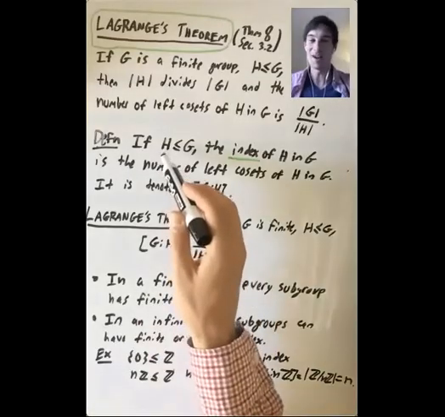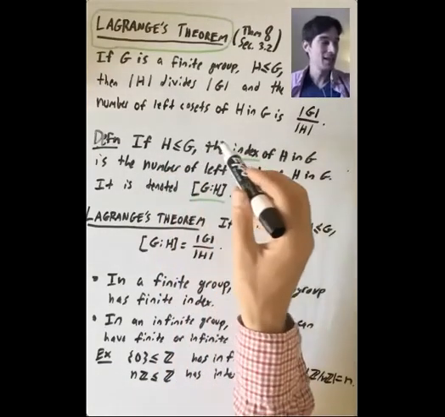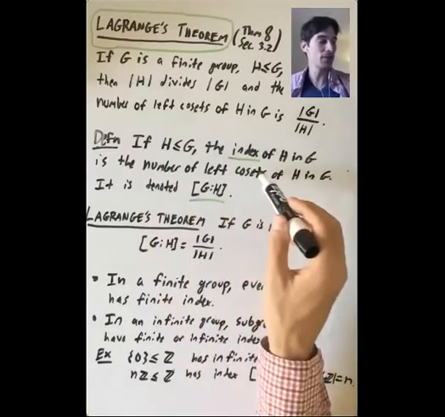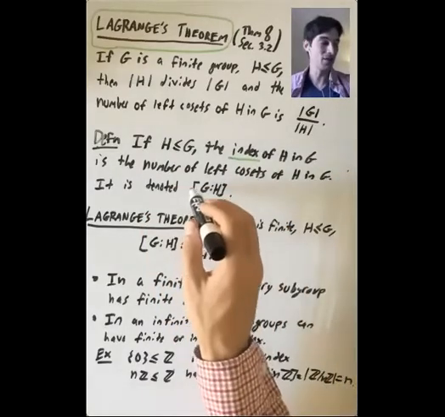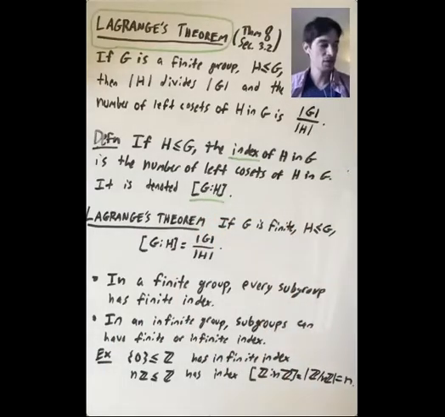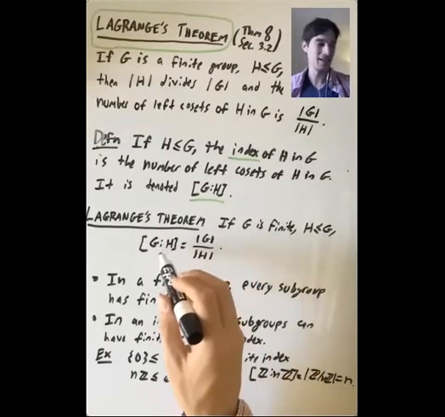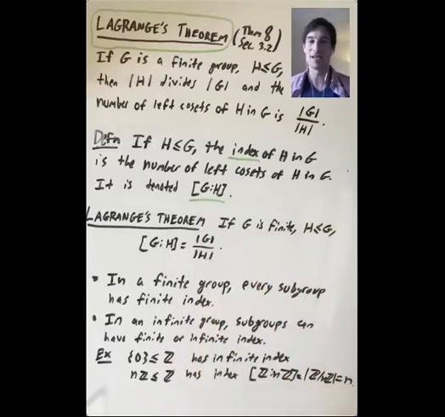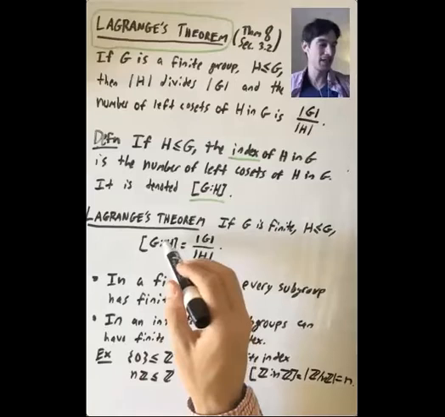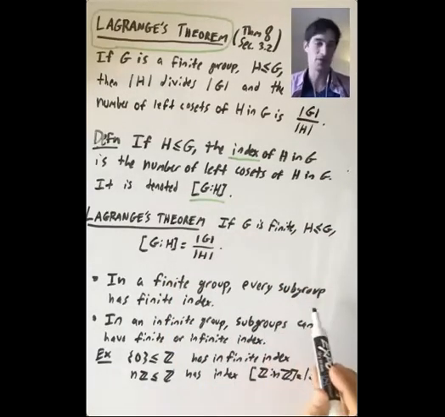Here's a definition that we saw in the first video, but is coming back now because it's more relevant to what we're doing. If H is a subgroup of G, the index of H in G is the number of left cosets of H in G, denoted with the bracket G colon H notation. So Lagrange's theorem says if G is a finite group and H is a subgroup, then the index is equal to the size of G divided by the size of H. In a finite group of order n, the index of any subgroup is n divided by something, so clearly it's at most n. So in a finite group, every subgroup has finite index.